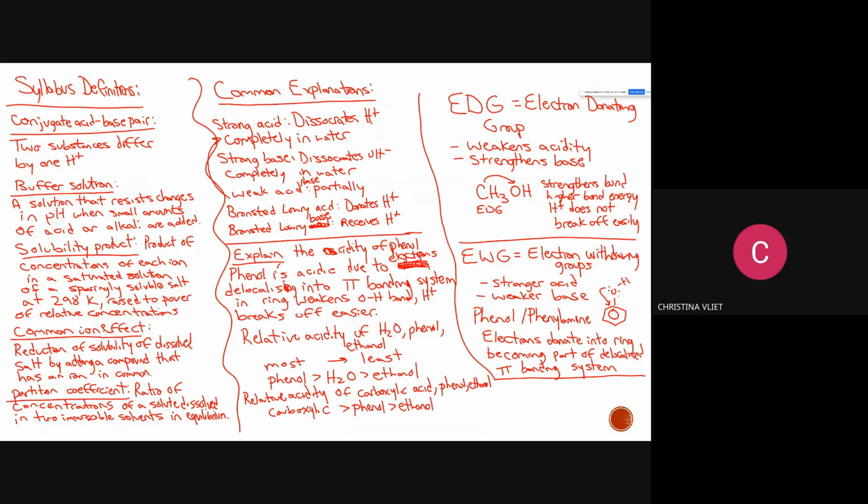What about chlorine substituted carboxylic acids? Relative acidity of chlorine substituted carboxylic acids. What's the trend? That means how does the amount of chlorines affect the acidity? Like, more chlorine makes it more acidic? Yes, more chlorine, more acidic. That is literally the trend.